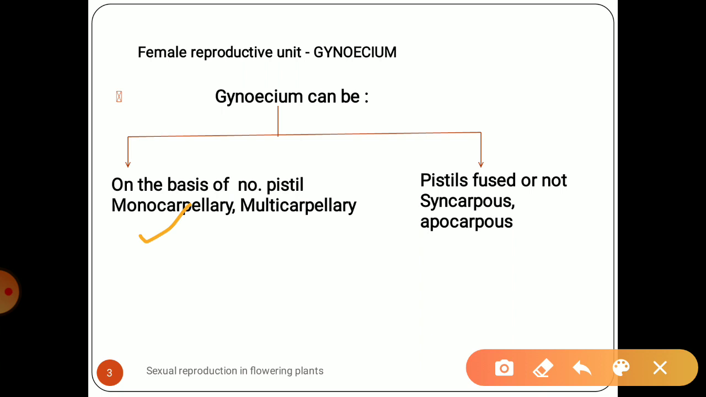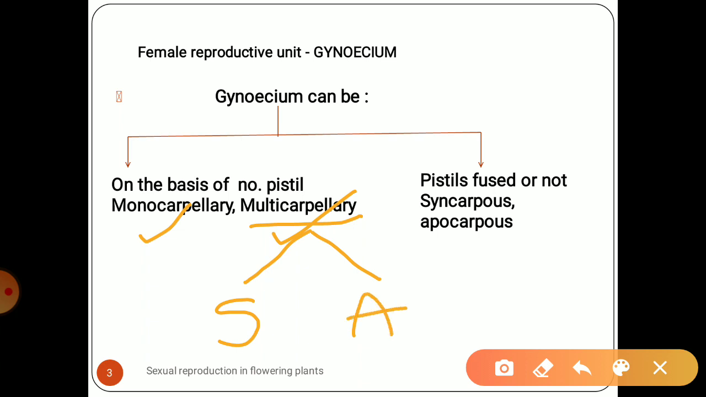So we have monocarpellary, bicarpellary, tricarpellary, and if they are more than three, we use another term: multicarpellary condition. So for having more than one pistil, multicarpellary condition; for having only one single pistil, monocarpellary condition. And if the condition is multicarpellary, then again two conditions are there: either syncarpous condition or apocarpous condition.